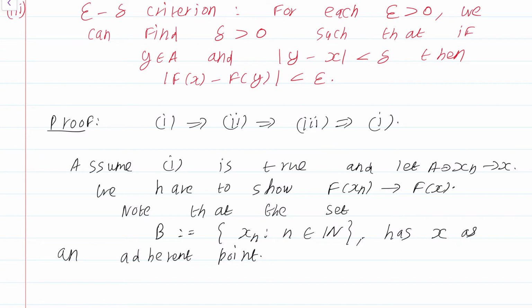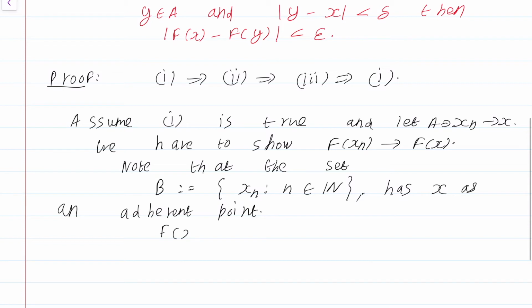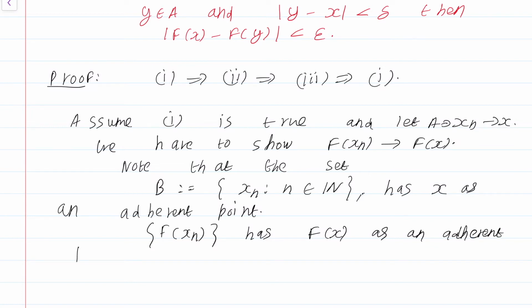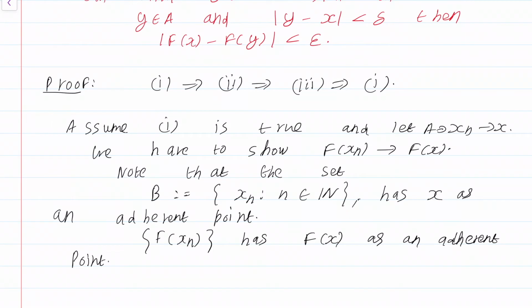Okay, that means the set f of x_n has f of x as an adherent point. Okay, adherent point, right? That's what our assumption 1 is. Whenever you have a set that has x as an adherent point, the f of B should have f of x as an adherent point. In this case, f of B is nothing but f of x_n. Our aim is to show that f of x_n converges to f of x. So what we are going to do is the following. So let me just write down the aim so that it's in our mind. Aim to show f of x_n converges to f of x.